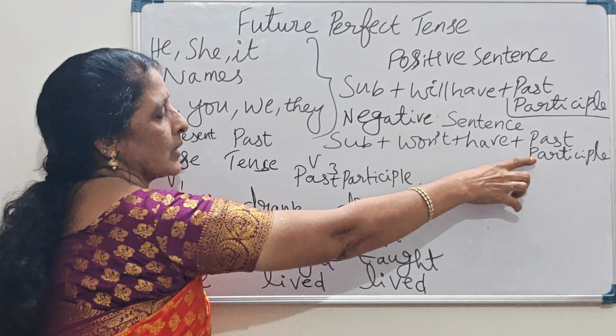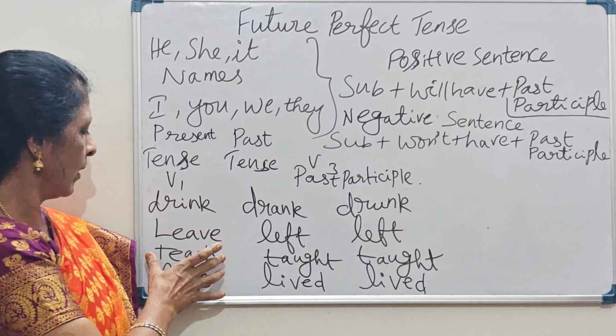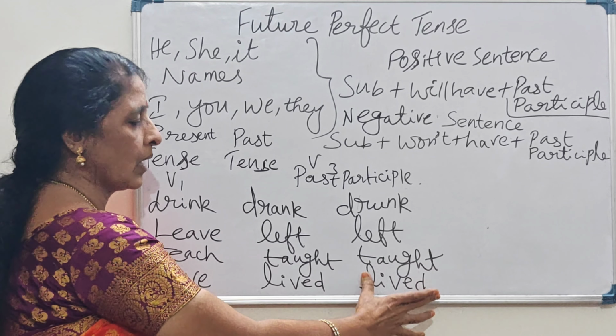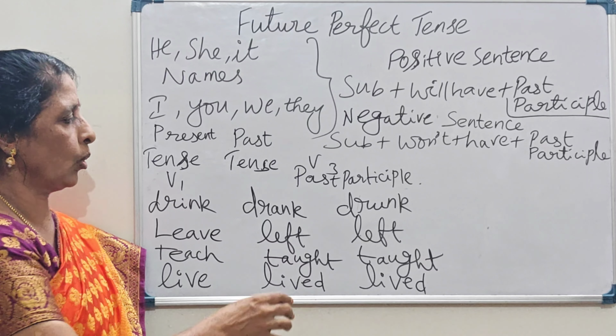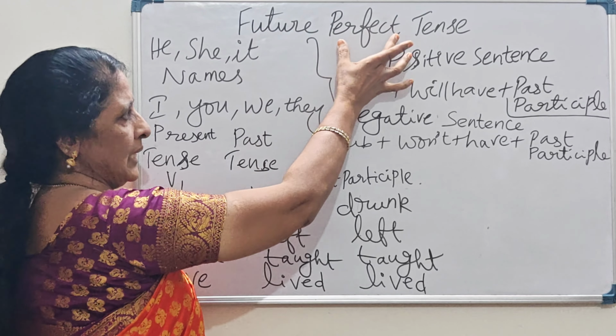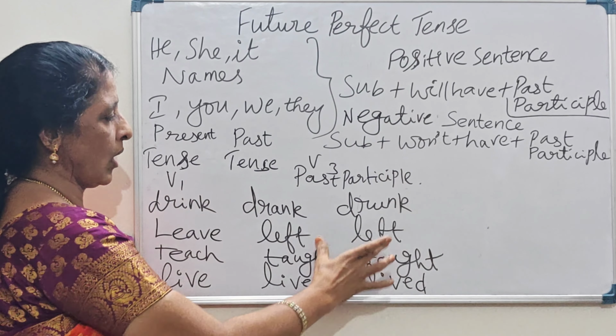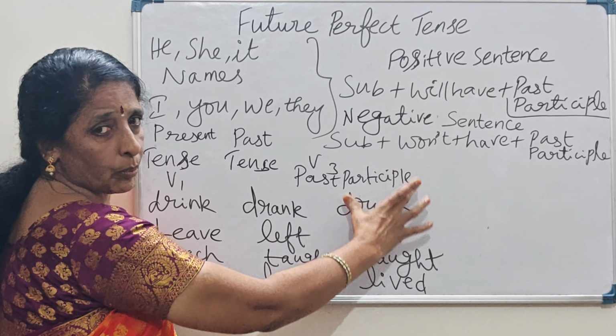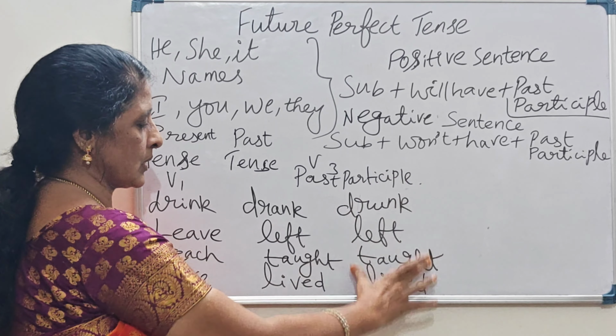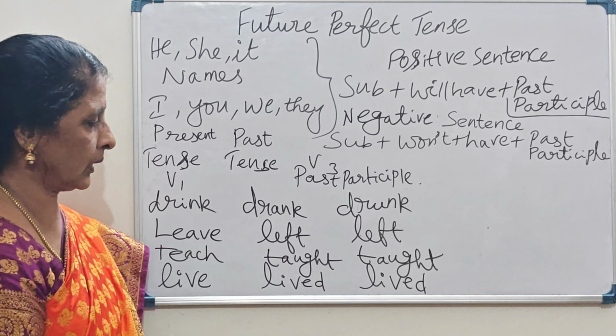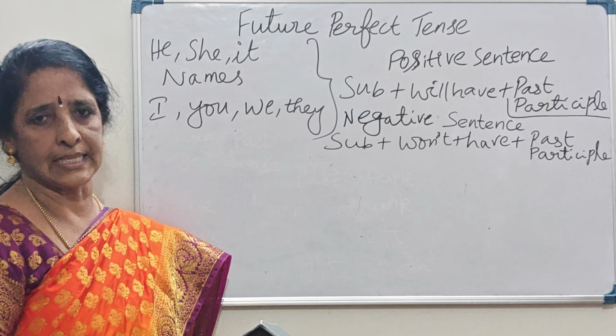This third form, past participle, is the third form. Present tense, past tense, past participle. So, if you are writing in any perfect tense, not only future perfect tense, you have to use past participle. You should know what is past participle. Okay. We will see the example.